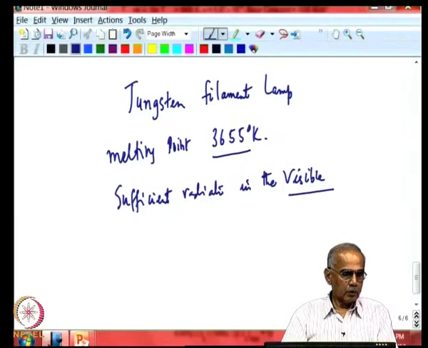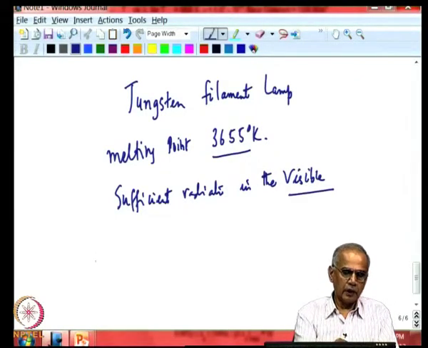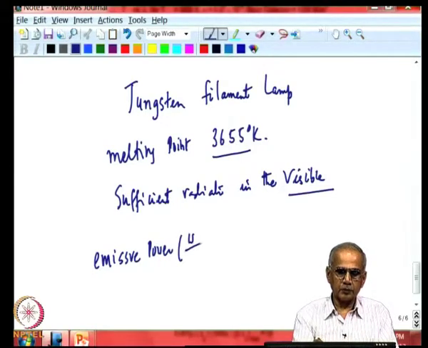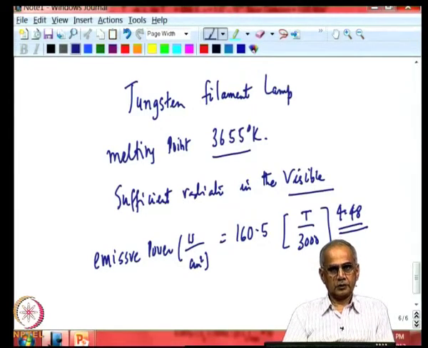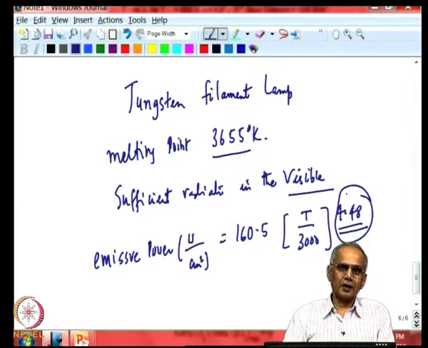Now, the tungsten filament lamp is not a gray surface, and this is best illustrated if we look at the emissive power of the tungsten filament lamp measured in the laboratory in watts per centimeter square. Empirically, it is around 160.5 into (T/3000) to the power of 4.48. So, notice that it is not to the power of 4, which is true for a gray body or black body. It is somewhat different.